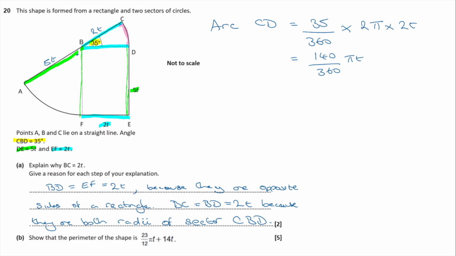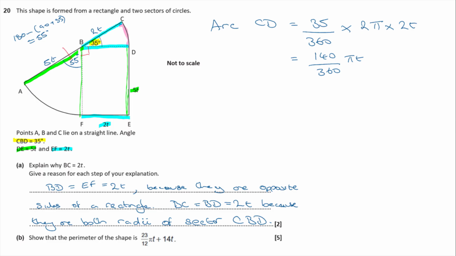What about arc AF? Well, we need the angle at the center of AF first. What's the angle there? Now remember, angles on a straight line sum to 180, and I know that that one there is 90. So this angle here is going to be 180 degrees minus the other two, isn't it? It's going to be minus the 90 and the 35. So 90 and 35 together is 125. Take it away from 180. That gives me a 55 degree angle. So that one there is a 55 degree angle.